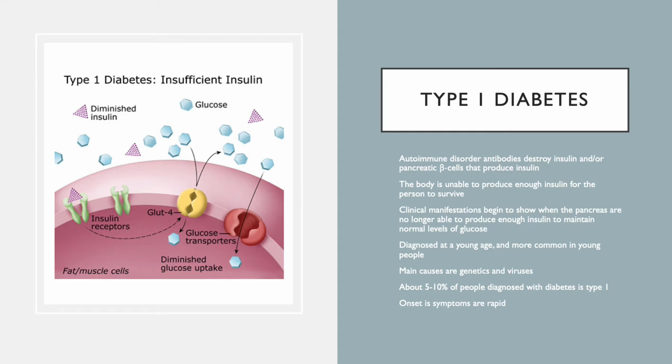It's usually diagnosed at a young age and is more common in young people. The most common causes are genetics and viruses. About 5 to 10% of the diabetes population are diagnosed with type 1. And the onset of symptoms is very rapid.